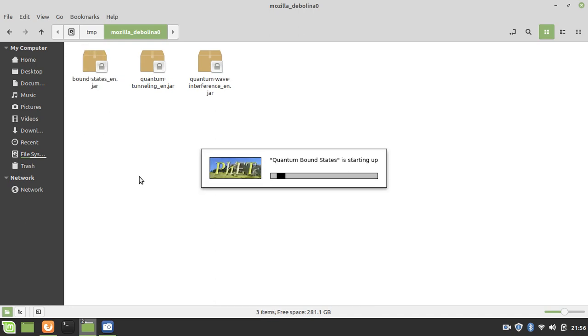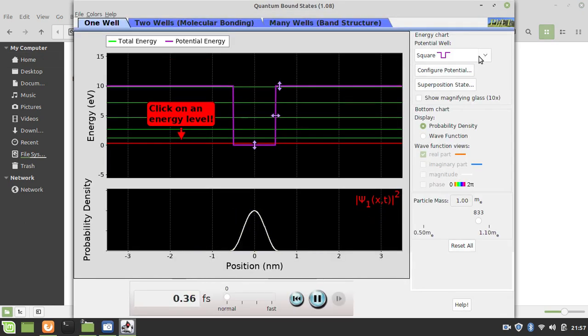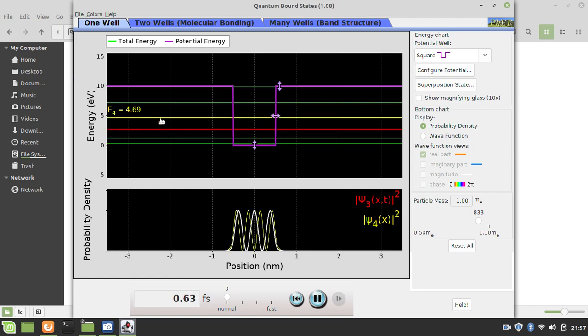First of all, let us see quantum bound states. The potential we have chosen here is a square potential well, ground state. This is our wave function. First excited state, second excited state, third excited state, and so on. This is our probability density.